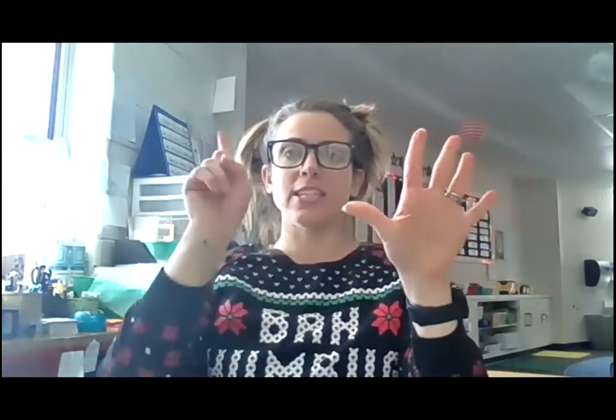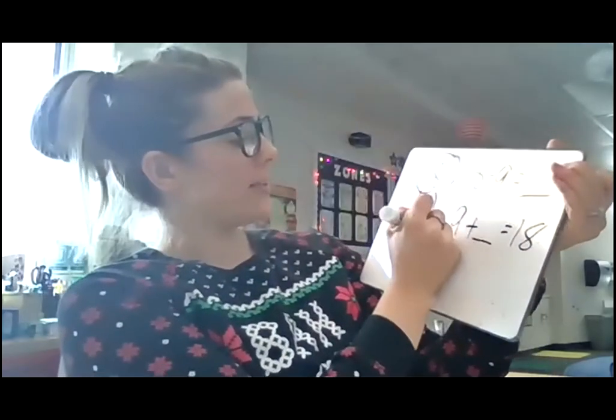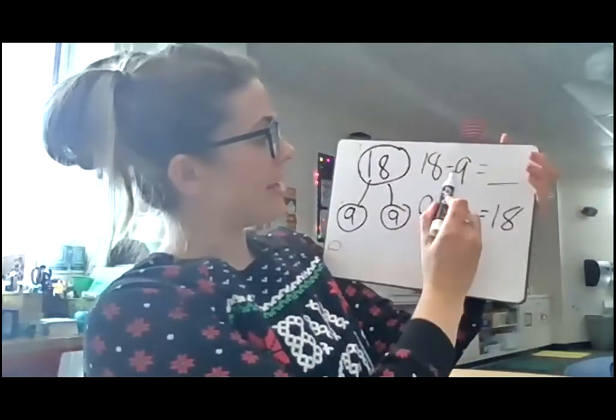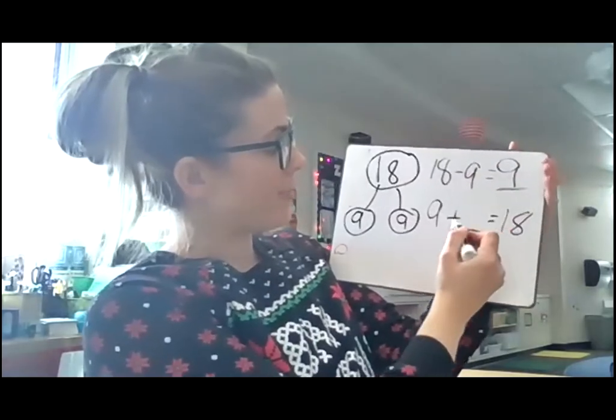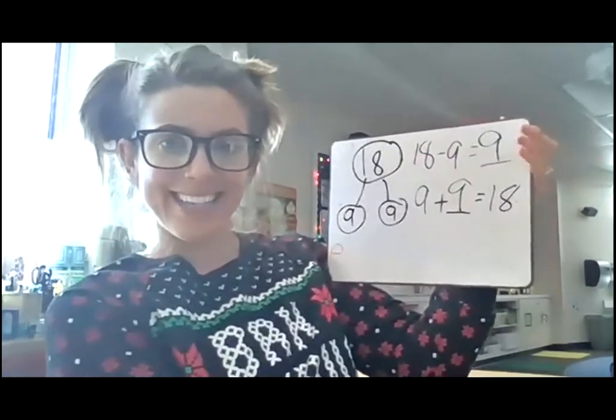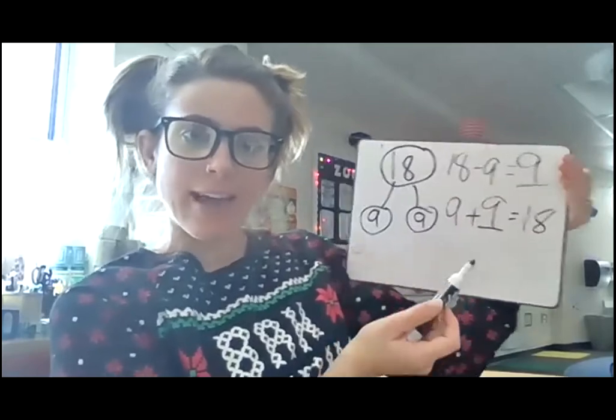9, 10, 11, 12, 13, 14, 15, 16, 17, 18. How many do we count on? 9. So our missing part is a 9. 18 minus 9 is 9. 9 plus 9 makes 18. Wow, look at that, it's a double. 9 and 9 makes 18. Very cool. All right. Whew. Story problem number 2, done. All right, let's keep reading.